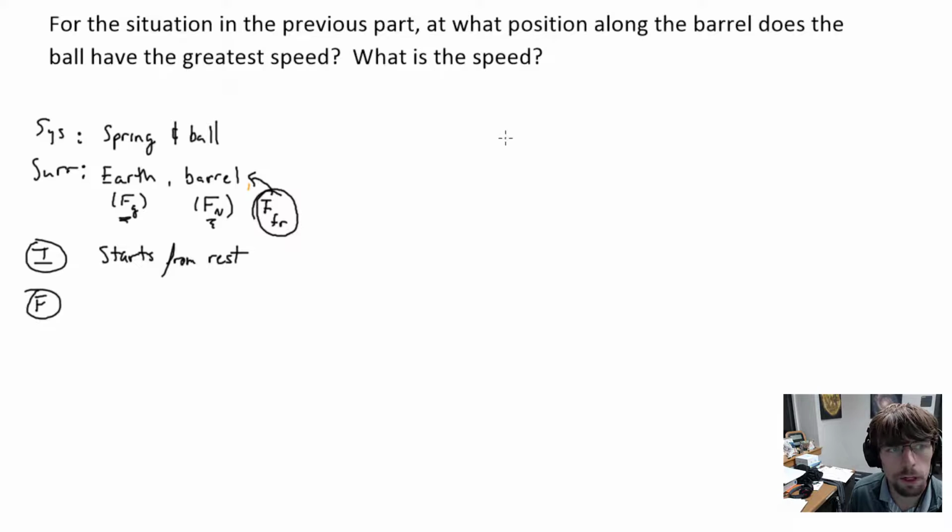Well, we've got the new problem up now, the next part. For the situation in the previous part, at what position along the barrel does the ball have the greatest speed? What is that speed?